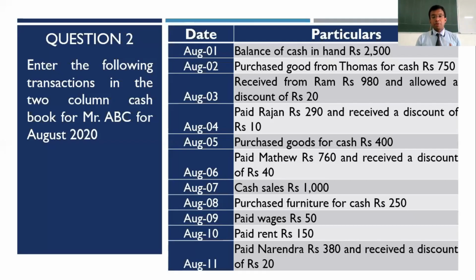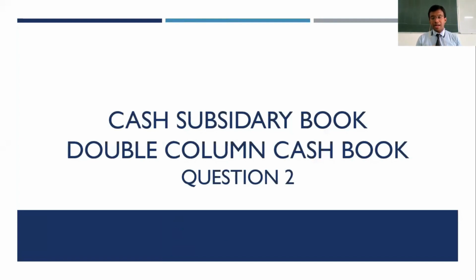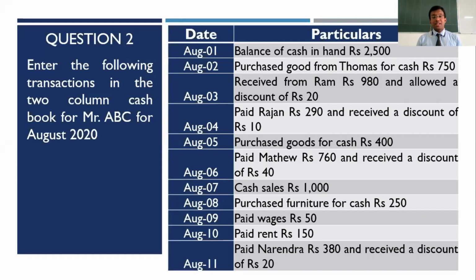In this session, we would be preparing a double column cash book and we would be working out an exercise. Please remember, double column cash book is also called a two column cash book. Now let's look at the question together. The question asks us to enter the following transactions in the two column cash book of Mr. ABC for August 2020, and they have given us around 11 transactions. So let's go about solving this question into the two column cash book.